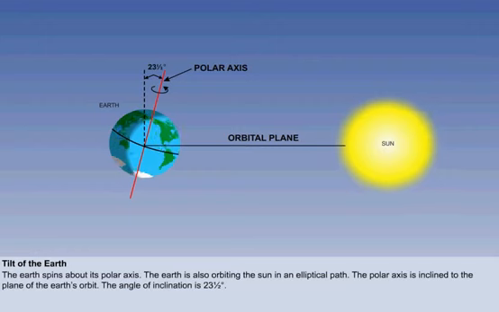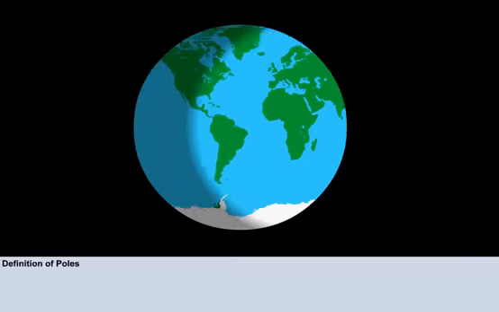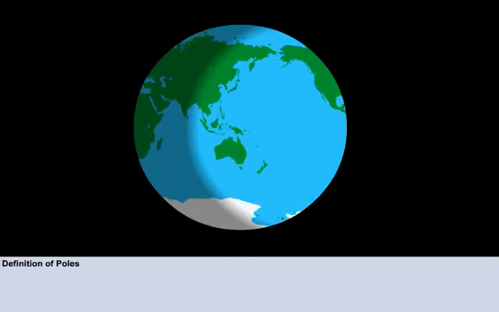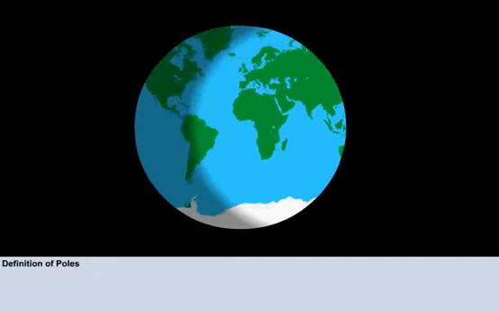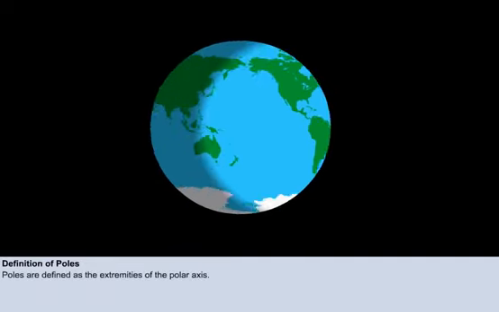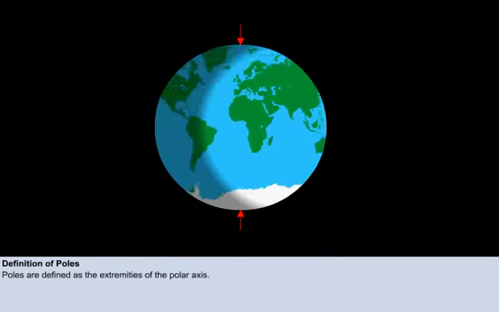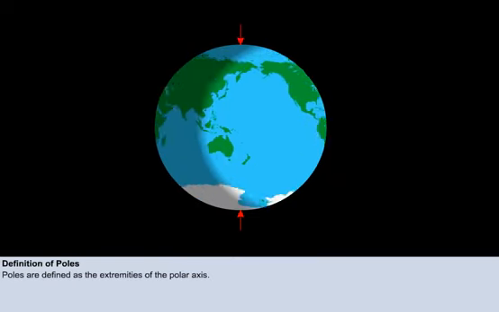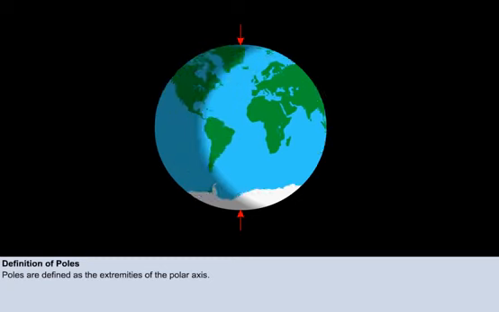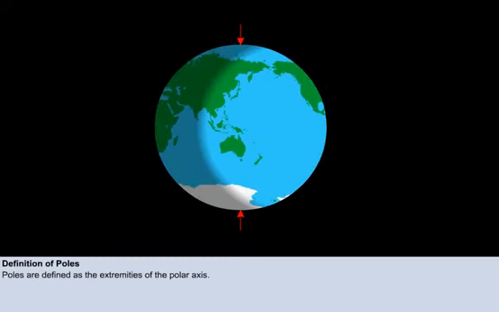You can see in this diagram that the polar axis is not perpendicular to the orbital plane. The polar axis is inclined towards the orbital plane by an angle of 23.5 degrees. This angle of inclination is often referred to as the tilt of the Earth. We have seen that the Earth spins about its polar axis. The two extremities of this axis, where the axis meets the surface of the Earth, are significant points in the understanding of navigation. The two extremities of the polar axis are called poles.